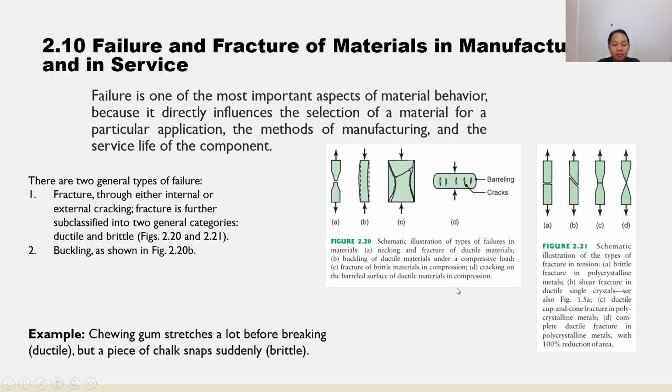Other failure modes include buckling, fatigue cracking, and failures due to stress concentration. Understanding this mechanism is critical in preventing catastrophic breakdowns in manufactured products and ensuring long-term service reliability. The example of failure and fracture of materials in manufacturing and in service is chewing gum stretches a lot before breaking, which is ductile, but a piece of chalk snaps suddenly, which is brittle.